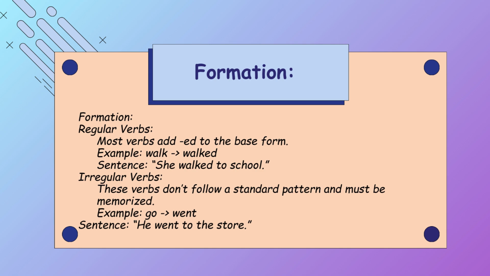Negative form: we add didn't or did not before the base form of the verb. Pay attention. In the positive sentence, we have the second form of the verb; in the negative form and in the question form, we use the base form of the verb. For example, he didn't go to the party last night. Didn't plus base form of the verb. We cannot say didn't went. Didn't go is correct.